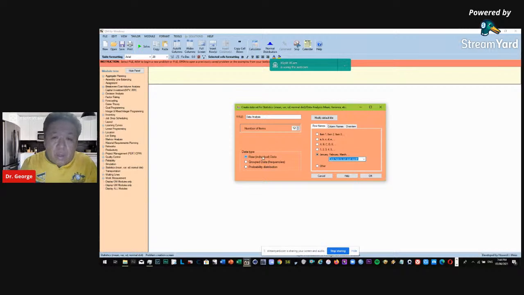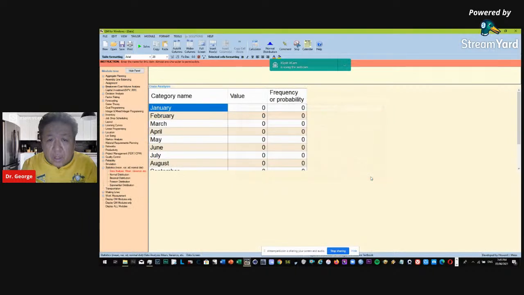If it's raw, then you would have to enter individual data. If it's group, then it would be frequencies, right? Frequencies meaning like 15 to 19 years old, how many? 20 to 24 years old, how many? Then it could be a probability distribution. But in this case, you have raw data, all right? Because it is the case with many things, right? Okay, so you can see it.